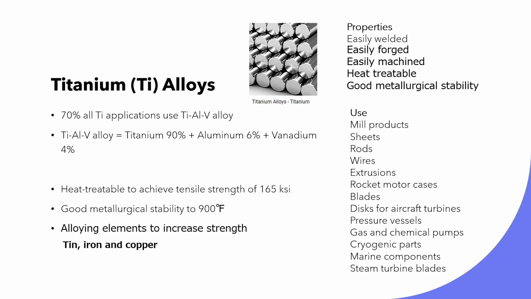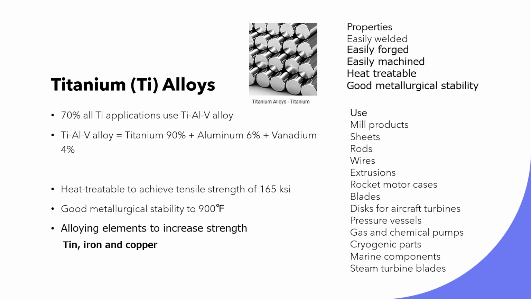Okay, so the titanium alloys, 70% of all titanium application, they use a titanium, aluminum, vanadium alloy. I already showed you what's in it: 90% titanium, 6% aluminum, and 4% vanadium. So when you look at that alloy, the properties are that it's easily welded, easily forged, easily machined and heat treatable, and it has good metallurgical stability, strong.